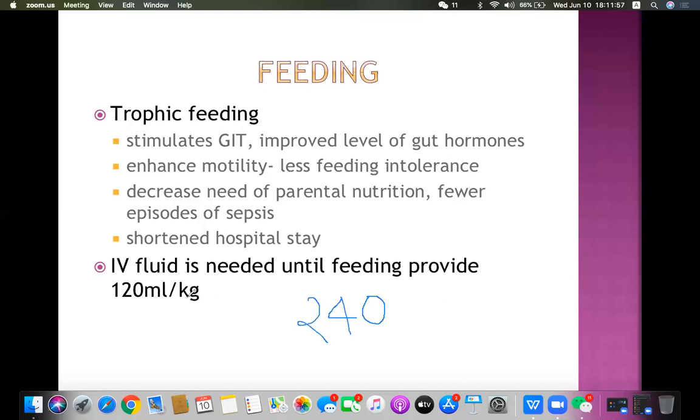Now once the baby starts to feed 20 ml of milk every 2 hours, you don't need to give any extra IV fluid because the baby is already receiving 240 ml. So this is one of the very important pieces of practical knowledge. Okay, remember this.